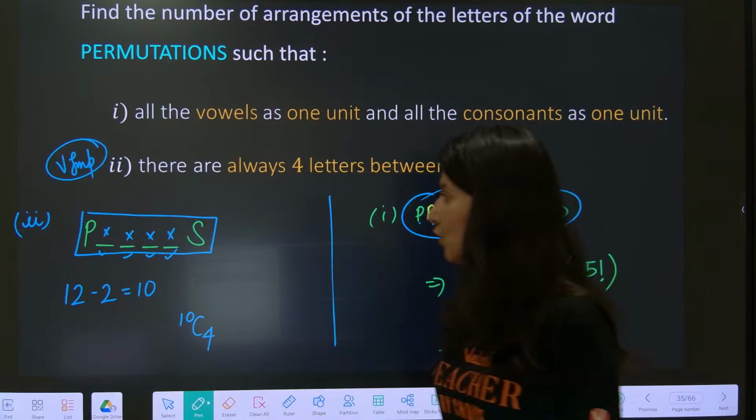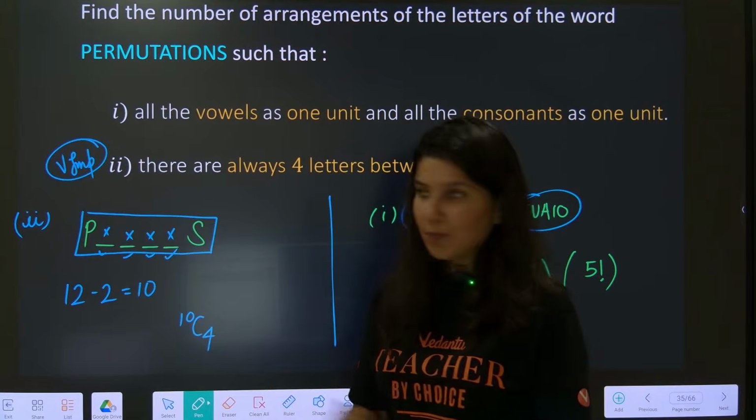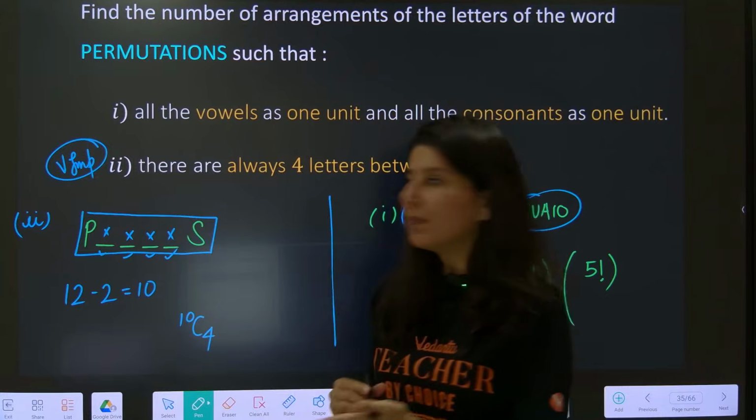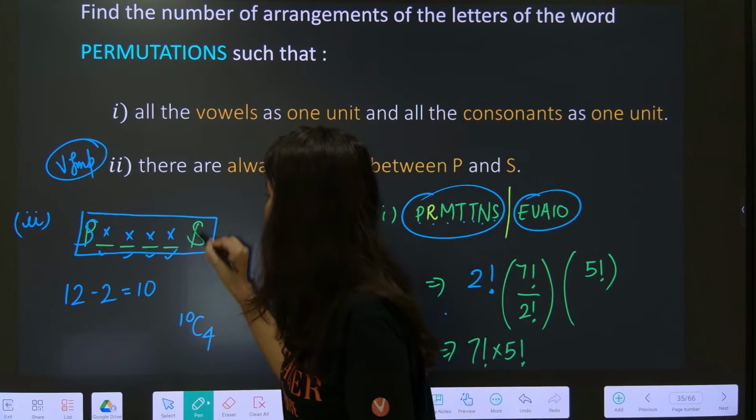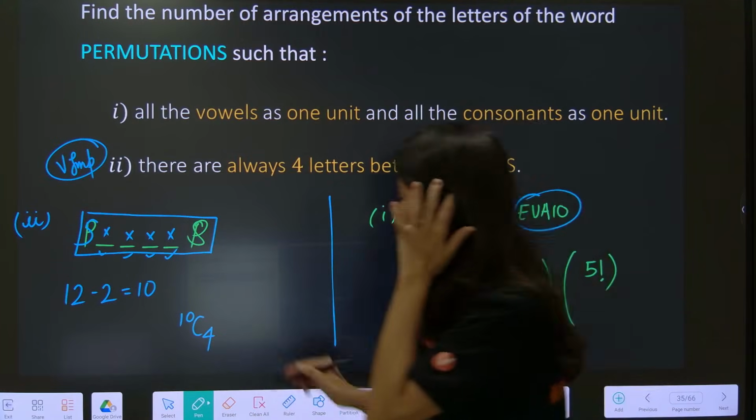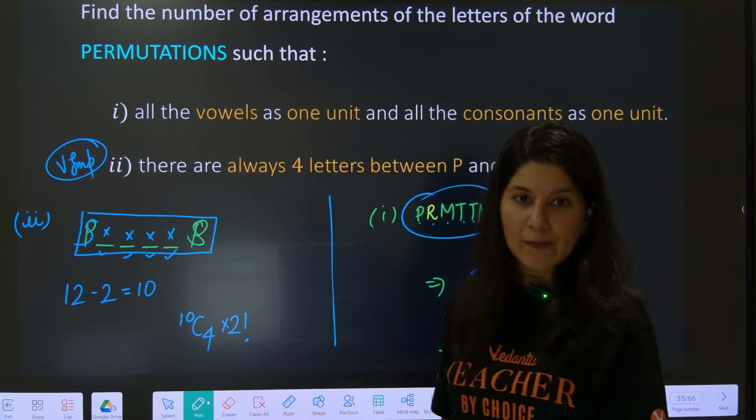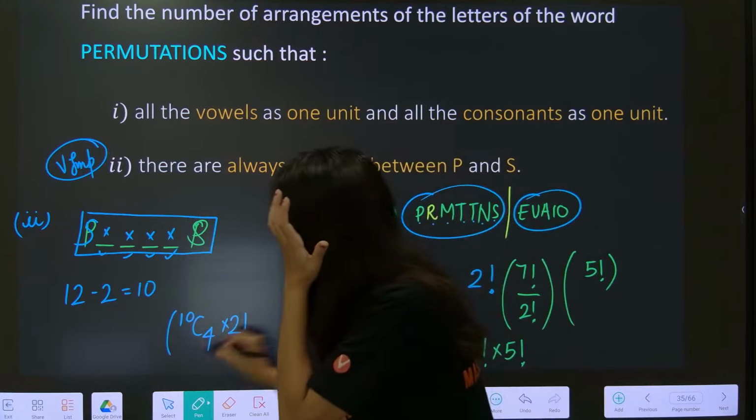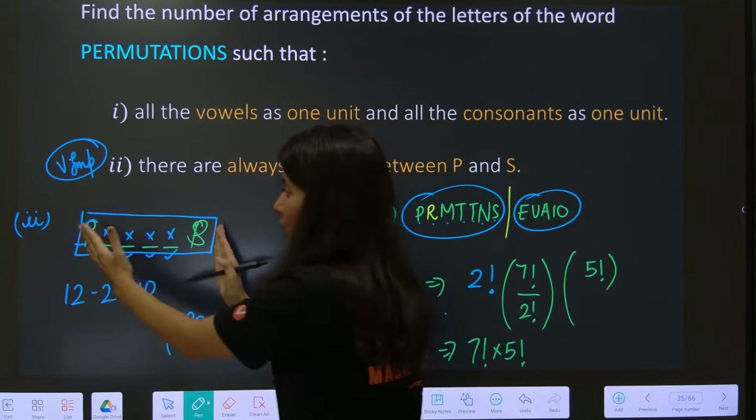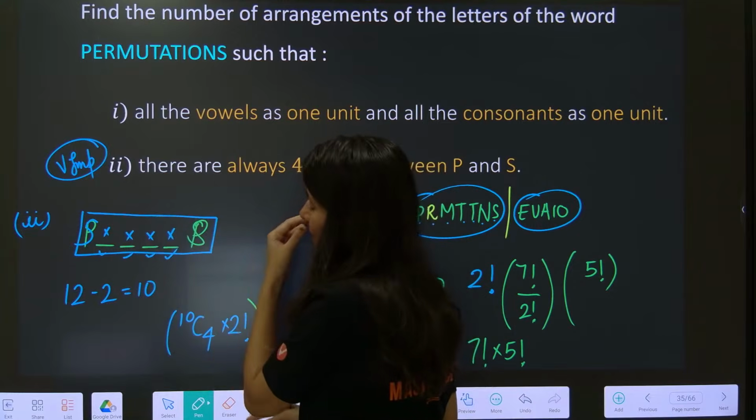And you know what? P and S can interchange among each other. P and S can switch, because I just want 4 letters between P and S. So this could be S, this could be P, and it will still go as per the question. So into 2 factorial just for P and S switching. Now this is a unit. P and S cannot go in between.